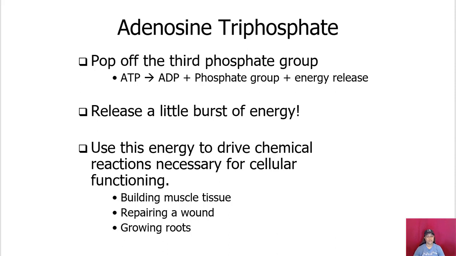Release this nice burst of energy that we use to power our cells, power our muscles, power all of the movement that we do. And we use this energy from removing the 3rd phosphate group off of ATP to drive chemical reactions necessary for cellular functioning. So we use ATP to build our muscle tissue. We use ATP to repair a wound. We use ATP to grow roots if you're a plant, right?